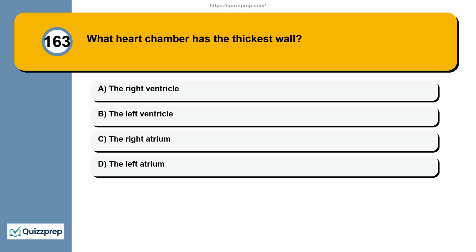Question 163. What heart chamber has the thickest wall? Option A, the right ventricle.